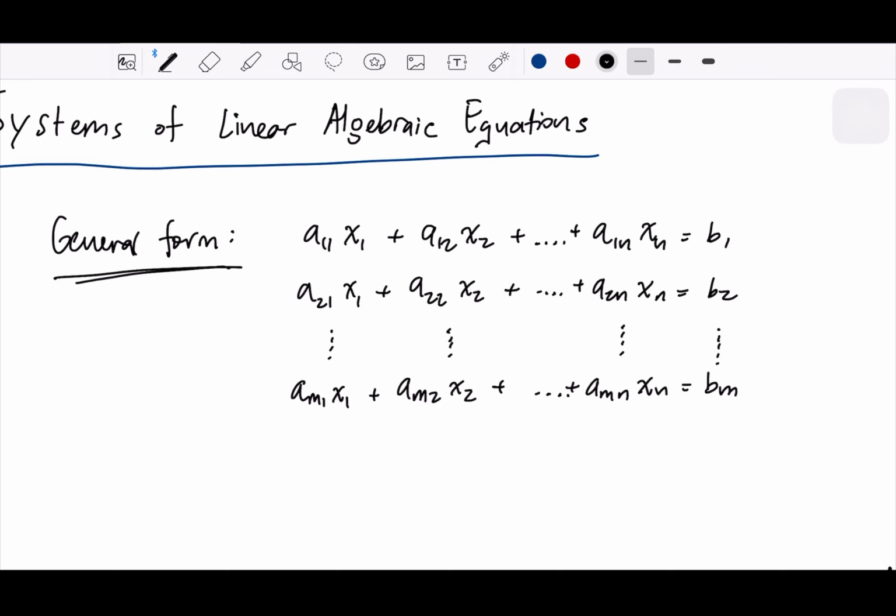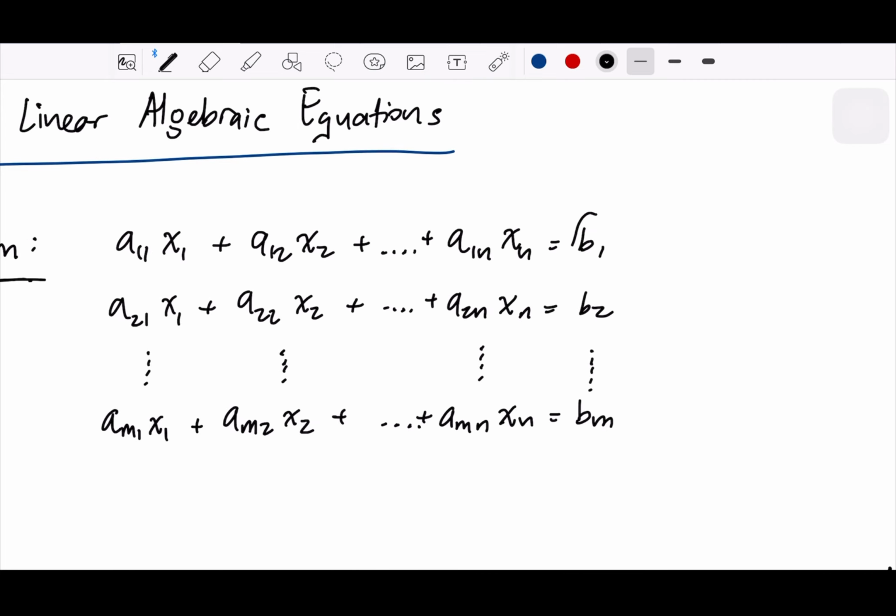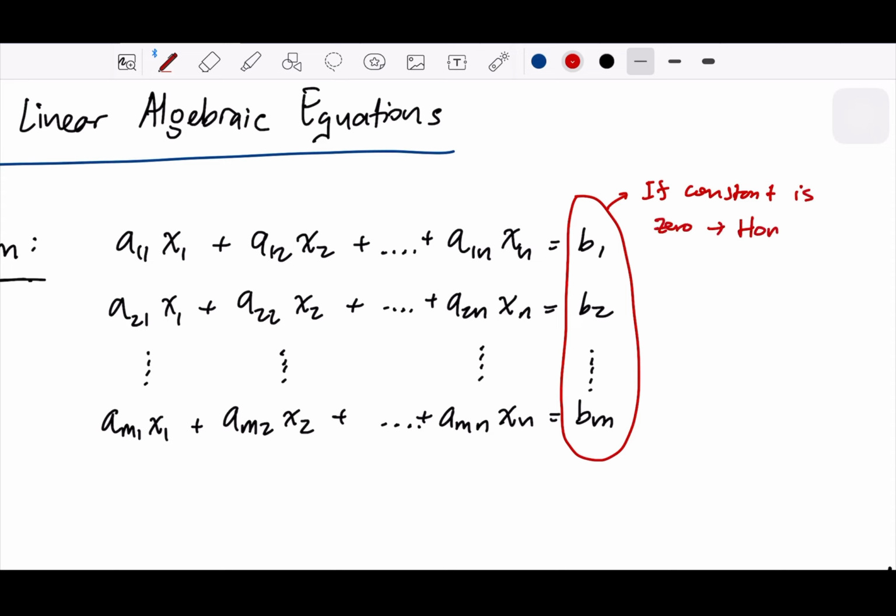Okay. And if you remember what we did in differential equations, we are familiar with homogeneous and non-homogeneous. That is, when we have this constant zero, we call this homogeneous, and when we have a nonzero constant, it's non-homogeneous. So if the constant is zero, this will be homogeneous. Otherwise, the system is non-homogeneous.